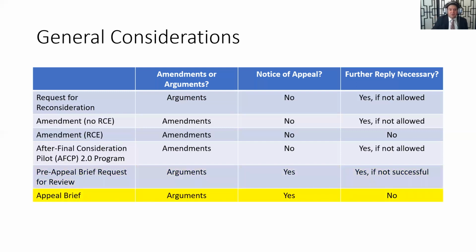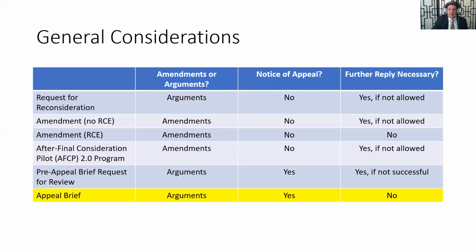And so that's why this is written as yes, if not successful. Success would be an allowance or reopening prosecution. All right, and then your last option, of course, is a formal appeal brief. These are focused on arguments. It is possible to amend, of course, very, very small amendments. In the request for reconsideration and the pre-appeal brief request, there are no amendments. So you can amend a little bit in an appeal brief. If I've done it ever, I've done it once. They're quite rare. Of course, a notice of appeal is necessary.